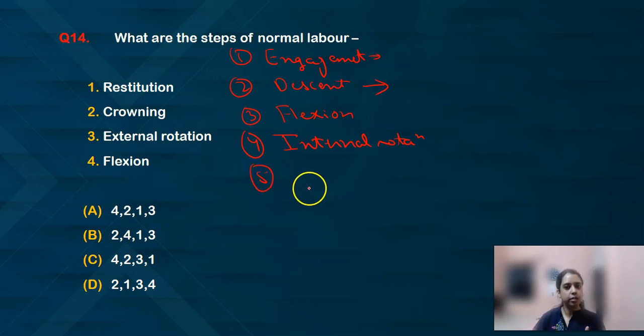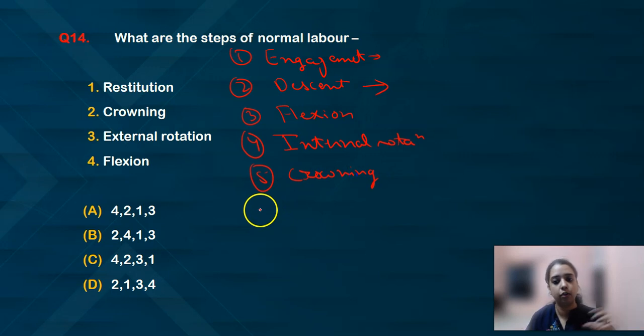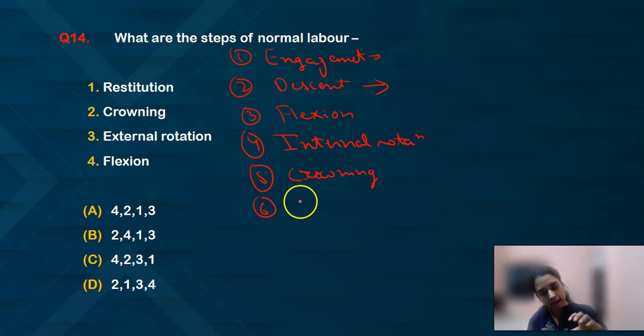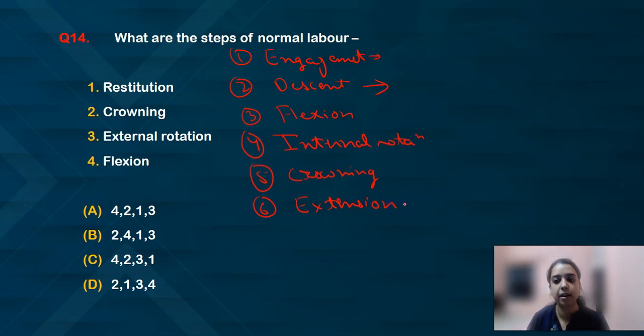Then after internal rotation, once it has happened, then happens crowning. Crowning means that now it is just at the pelvic floor. And after crowning, what happens? With another push, the baby delivers. As soon as it comes out, the force of those muscles is gone. So the flexed head extends. So after crowning, extension happens. The muscle resistance is gone, extension happens, and the fetal head delivers by extension.